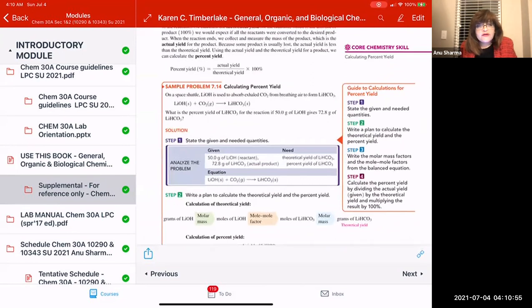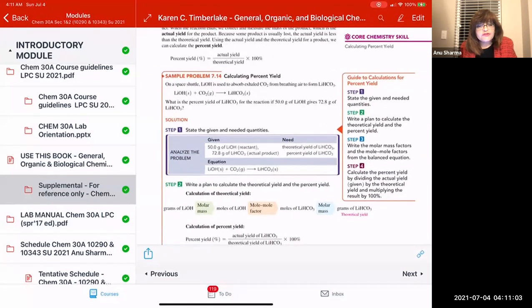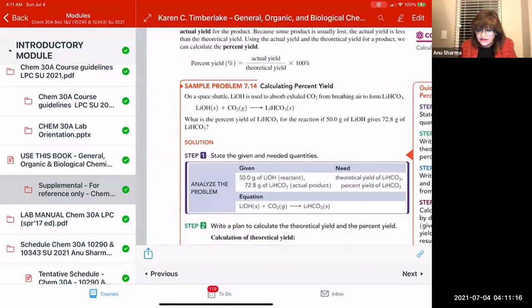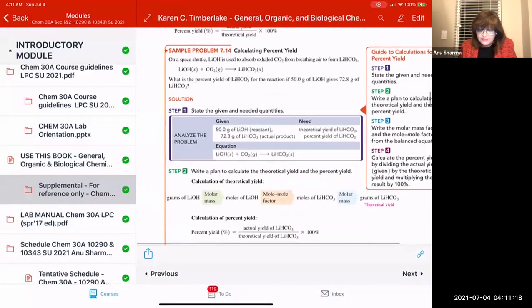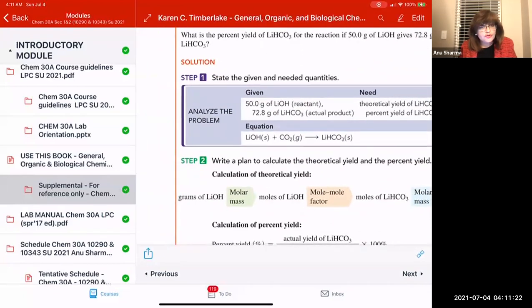Here is a sample problem of one chapter. This is on stoichiometry. And here they have given you the problem. Write this problem on a separate sheet of paper. Handwriting is preferred because if you type, then you make mistakes, with the subscripts. There are lots of subscripts in chemistry. But anyway, you see, here's a solution. So these steps are explained to you.